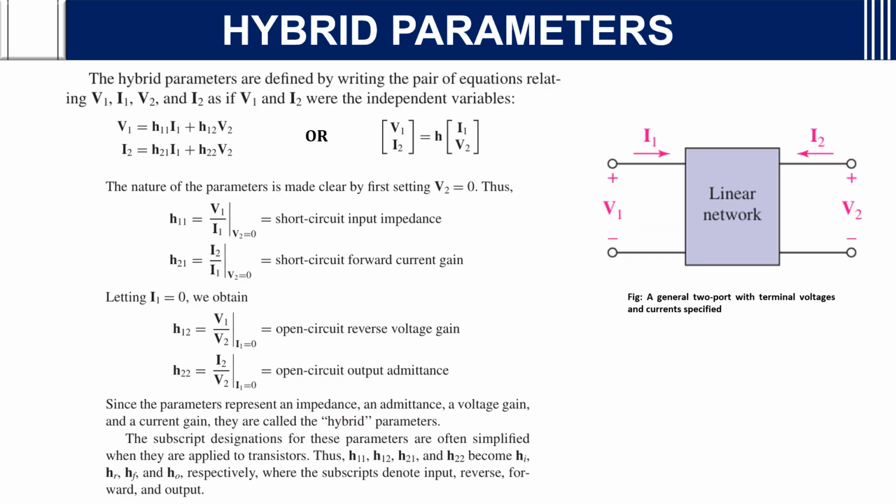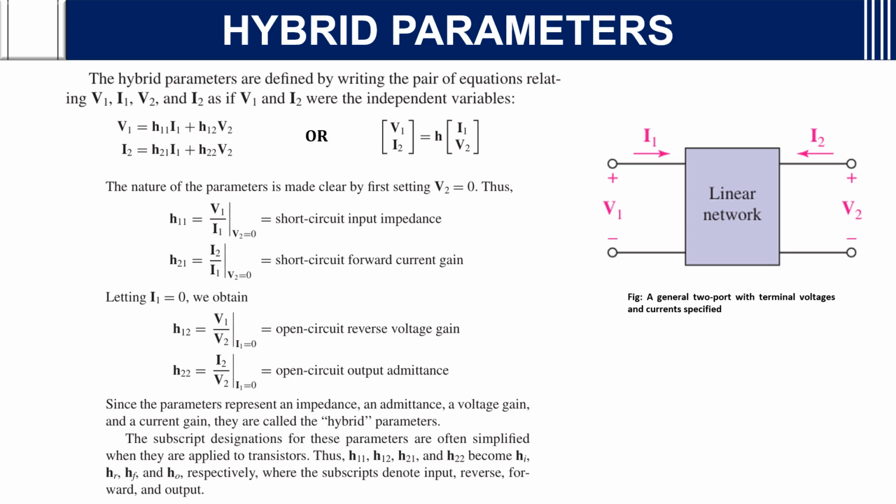Hybrid parameters. The hybrid parameters are defined by writing the pair of equations relating V1, I1, V2, I2 as if V1 and I2 were the independent variables. Same way, like the previous parameters, we are going to write two general equations. That is V1 is equal to H11 I1 plus H12 V2. I2 is equal to H21 I1 plus H22 V2. You need to remember these parameter equations.